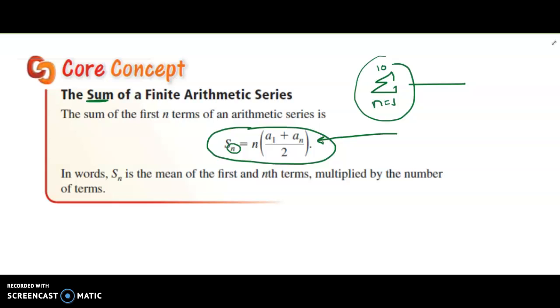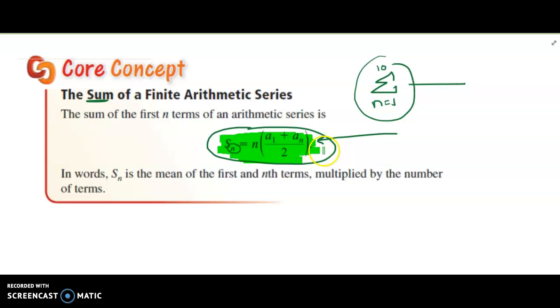Now, if we're just talking about the first 2 or 3 terms, it's easy to work them out: find the first term, second term, third term, and then add them all up. But what if our n is like 186? We don't want to find 186 terms and then add them all together. That would be daunting. So we're going to use this formula. When you use this formula, it will be given to you. However, you will need to know what this formula stands for.